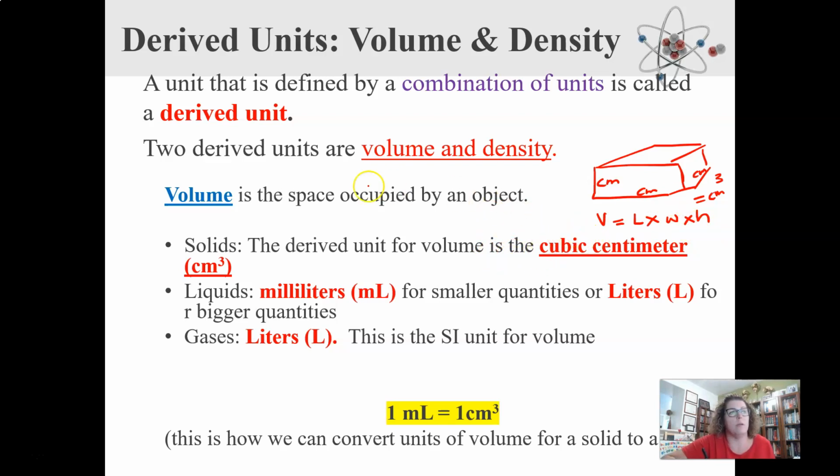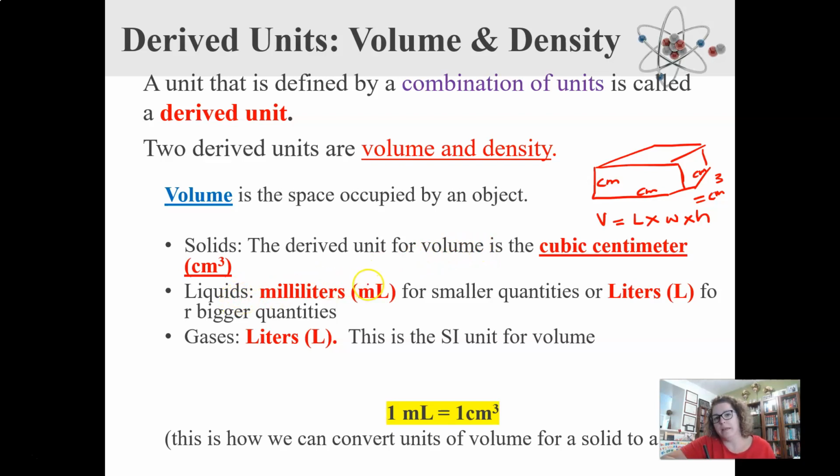Density is also a derived unit, but I wanted to get to the volume part first. The definition of volume is the space occupied by any object. Now, the state of matter really is important with this concept. When we look at solids, we usually like to use cubic centimeters, centimeters cubed, because it has to do with the solid. You can use meters or other units, but we usually use centimeters cubed.